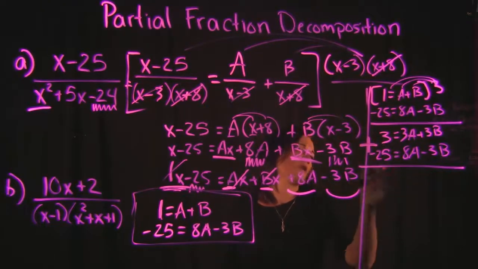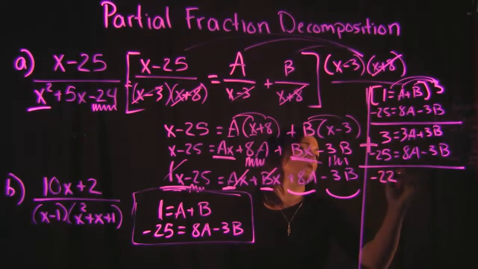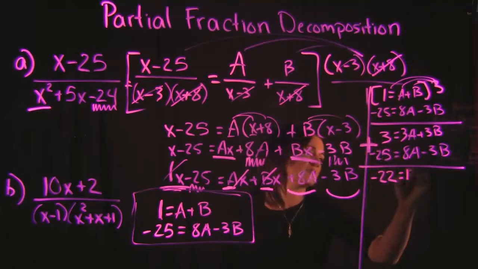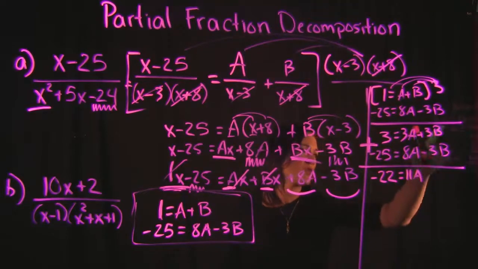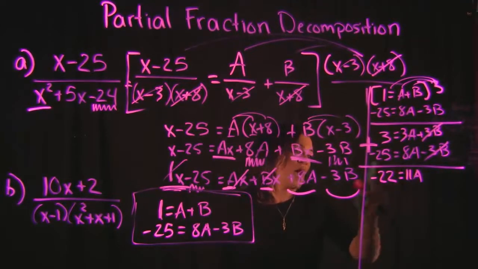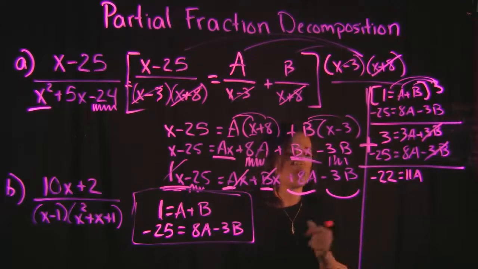3 plus a negative 25 gives me a negative 22, is equal to 3a plus 8a gives me an 11a. And then 3b plus negative 3b, that actually cancels. That is what I'm looking for. So I'm left with this simple equation.